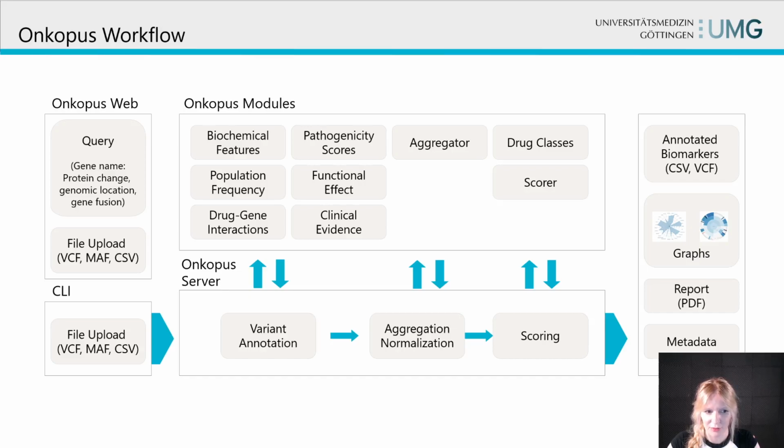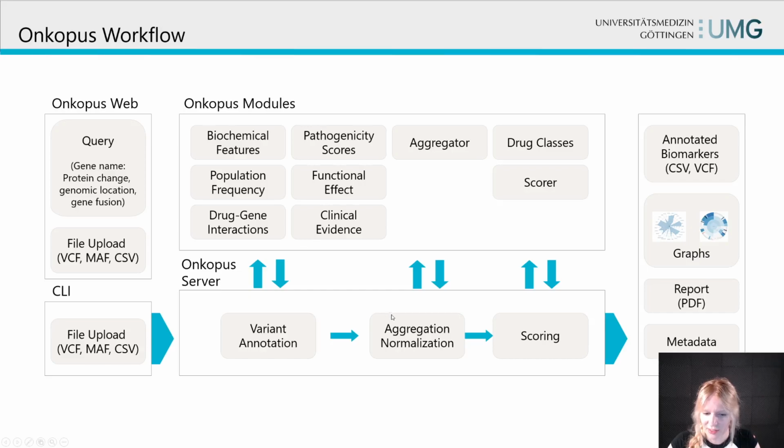The main feature of Onkopus is its modularity. Each Onkopus module is a container which has its own RESTful API. The Onkopus server then accesses the modules. Our goal is to provide modules for each feature of a variant, including biochemical features, population frequency, drug-gene interactions, pathogenicity scores, functional effect prediction, and clinical evidence data.